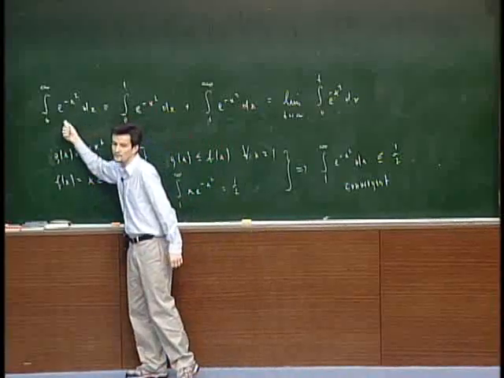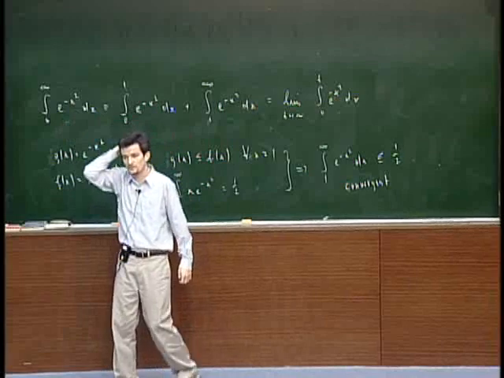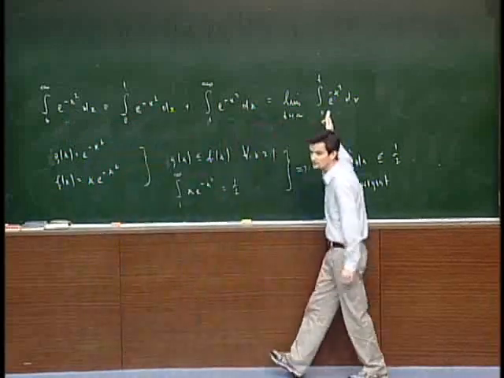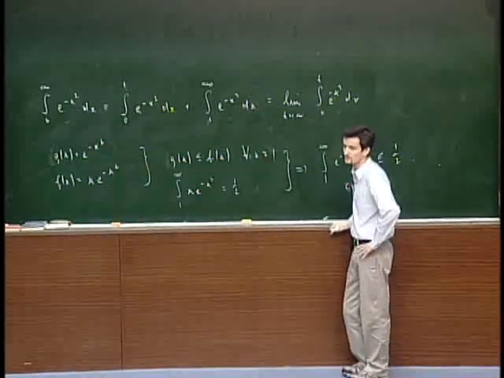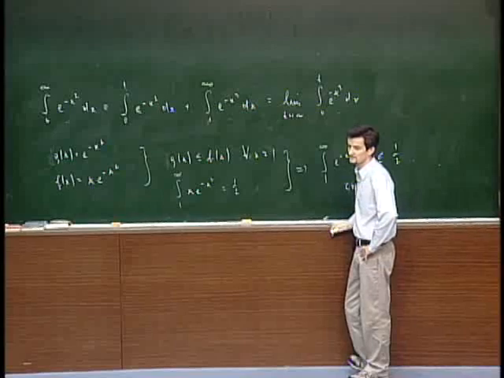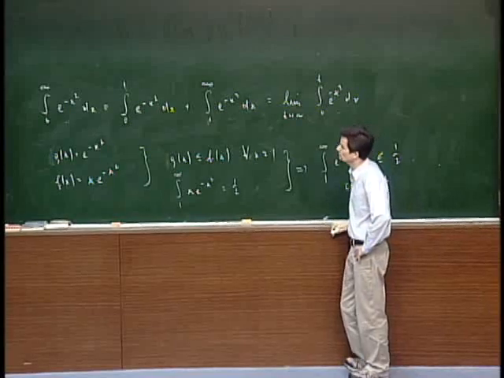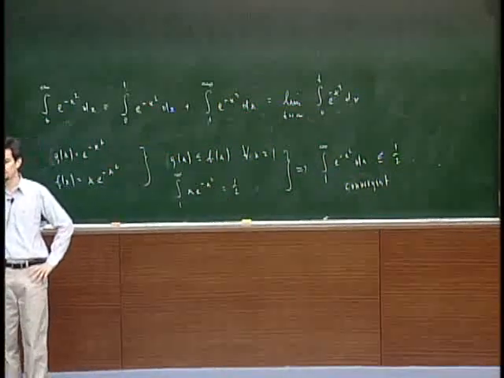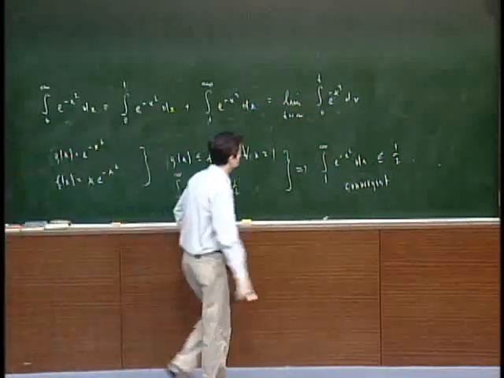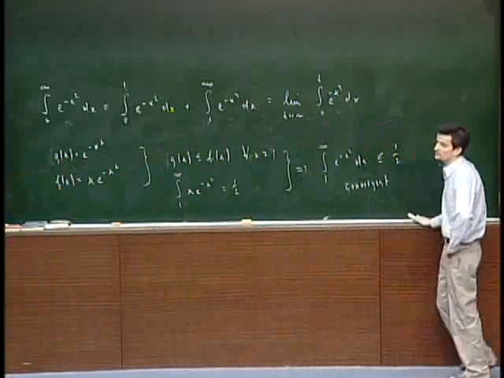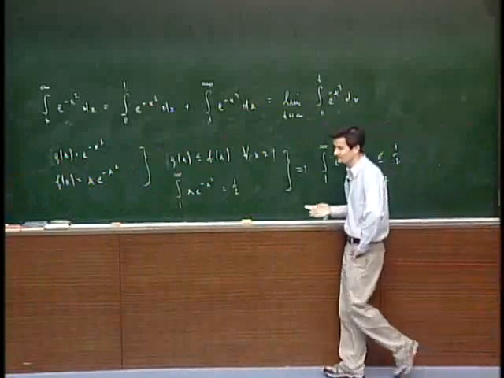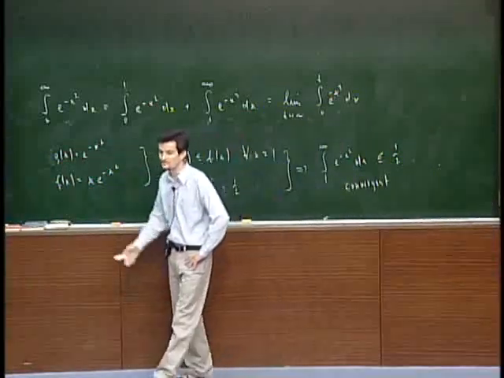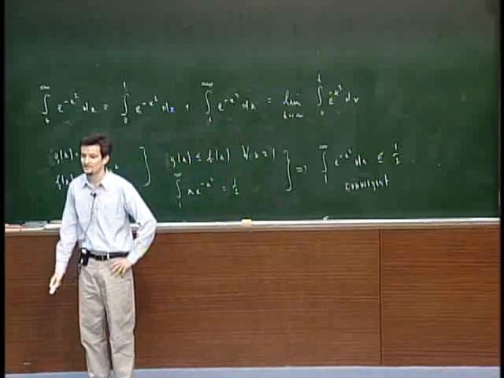In order to determine whether this improper integral is convergent or not, it's not possible to go directly to the definition. We need this kind of comparison test. So we know that this integral is convergent. The next question would be, what is the value? Here you already see that the value is smaller or equal than 1/2, and larger or equal than 0, so it must be between 0 and 1/2.